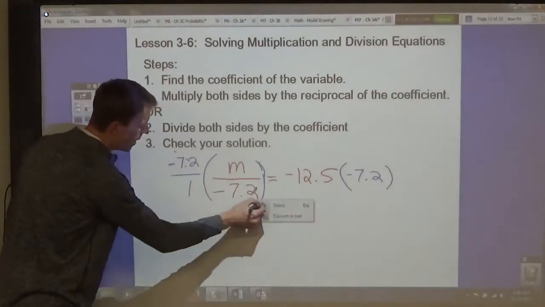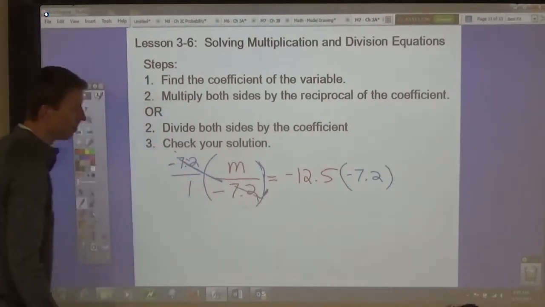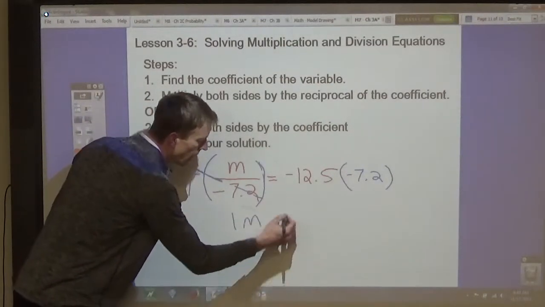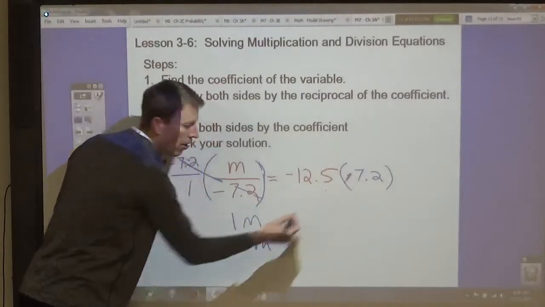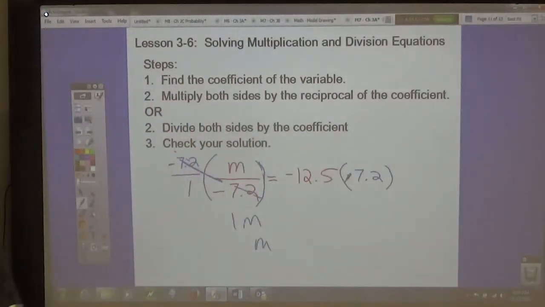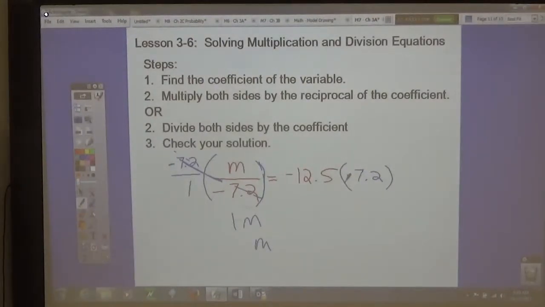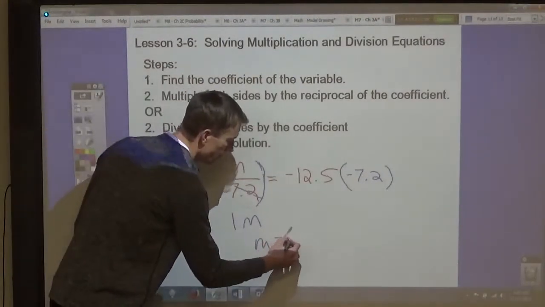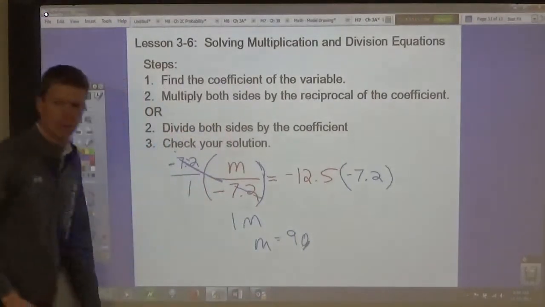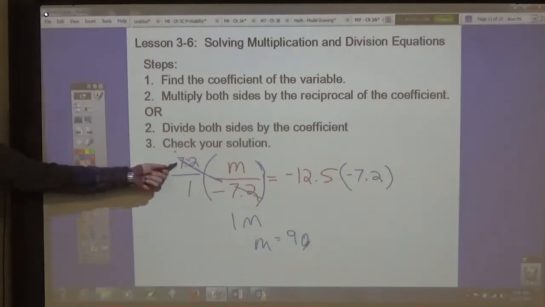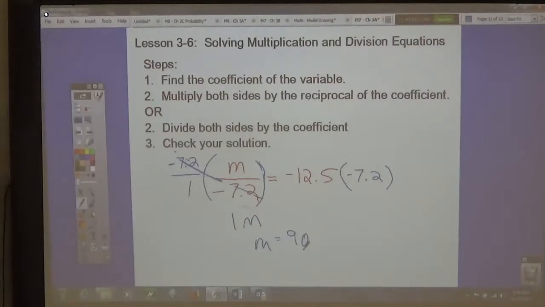Cross off the negative 7.2. So we have 1m left. And multiply these out. You can use a calculator for this. And that equals 90. And then check it. So it's the same procedure we were doing before, just with decimals in them.